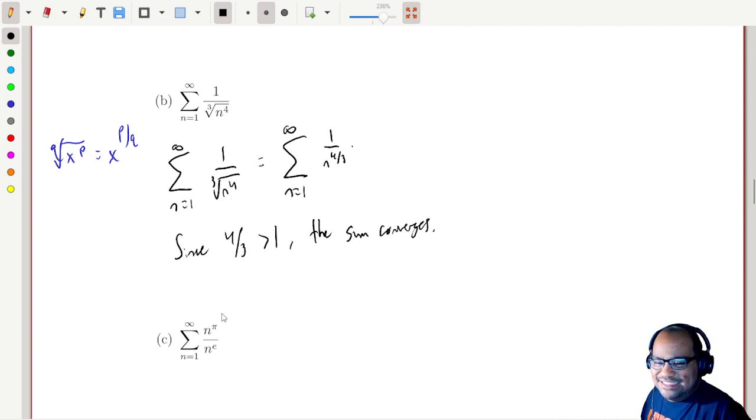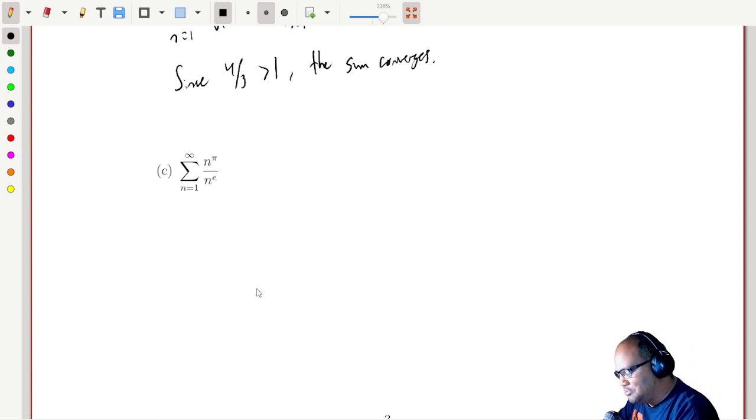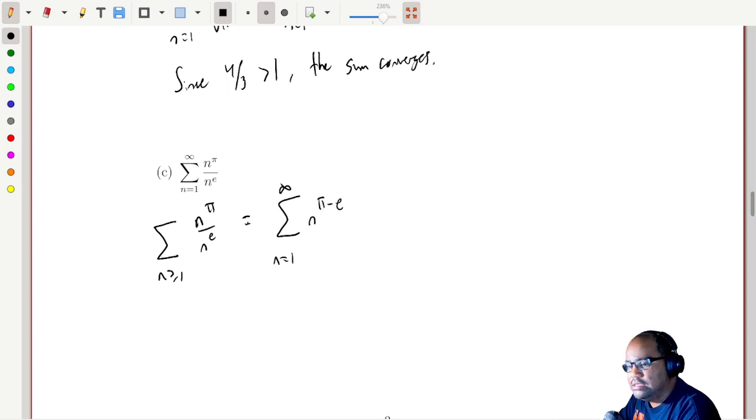Isn't this nice? Let's look at this funky one here, n to the pi over n to the e. If you know something about those numbers, pi and e, you can probably get a result here. So we're going to sum n to the pi over n to the e. And by the way, when it says n greater than or equal to 1, that just means the same as summing from n equals 1 to infinity. Remember, when I divide, I subtract the exponents: n to the pi minus e.